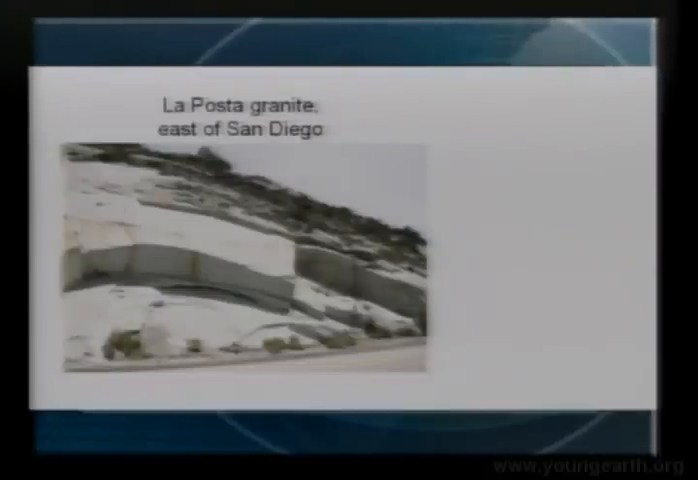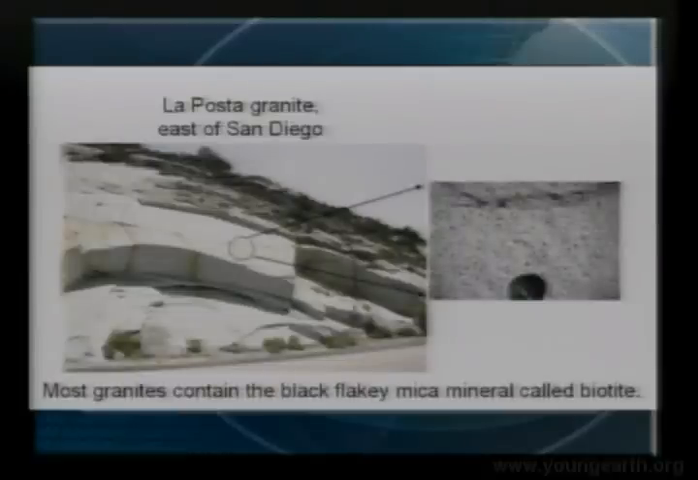You all know what a granite is, I hope. Here's a photograph of a road cut of a granite east of San Diego, not far from the Institute for Creation Research, up along I-8. And in the granite, in this close-up view, you can see there are light minerals and there's a dark mineral. The dark mineral is a flaky, black mica mineral called biotite. It's very common in granites, and you see them in granites here in Colorado as well.